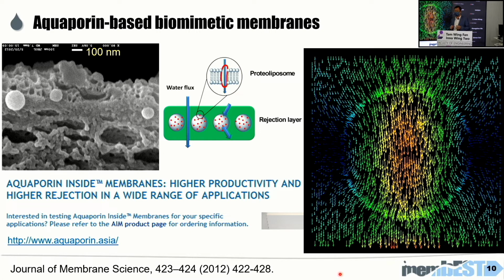A startup company was established, called Aquaporin Asia. If you are interested, you can see a bit more of this company's profile. This kind of product was also taken into space for water recycling. Of course, they are still testing this. You know that taking water to space is very expensive, so recycling water in space is also a very interesting topic. This company is still working on that.